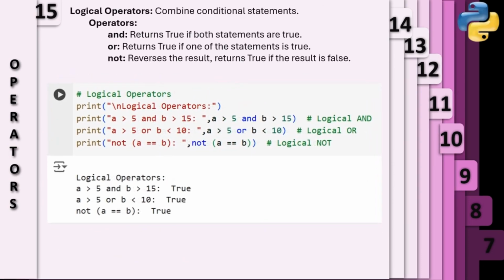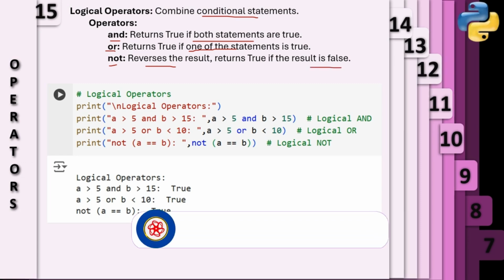Logical operators are used to combine conditional statements. Logical operators are and, or, not. And returns true if both statements are true, or returns true if one of the statements is true. Not reverses the result. That is, if the result is true, then it makes the result false.